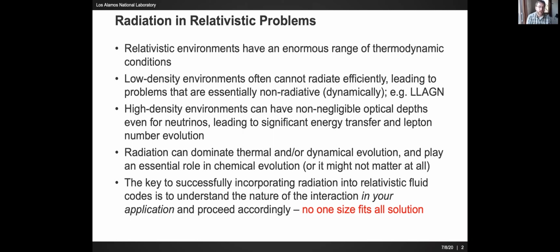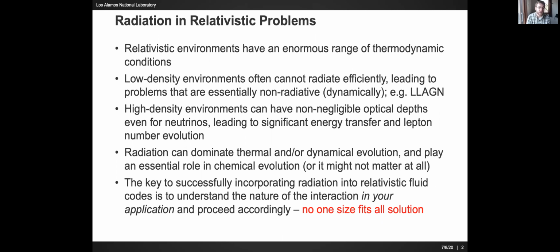Radiation can play roles in the thermodynamical evolution of systems. It can play roles directly in the dynamical evolution through radiation forces, and it can play essential roles in the chemical evolution. Depending on the problem you're looking at, one or more of these may be totally crucial, or maybe all of them are totally irrelevant, in which case you can just tune out and watch YouTube videos for the next half an hour or so.